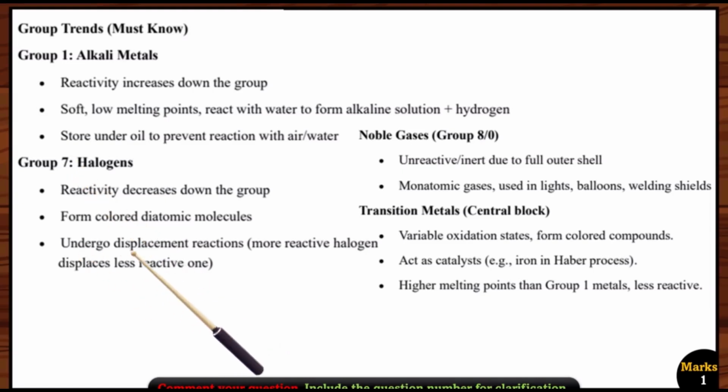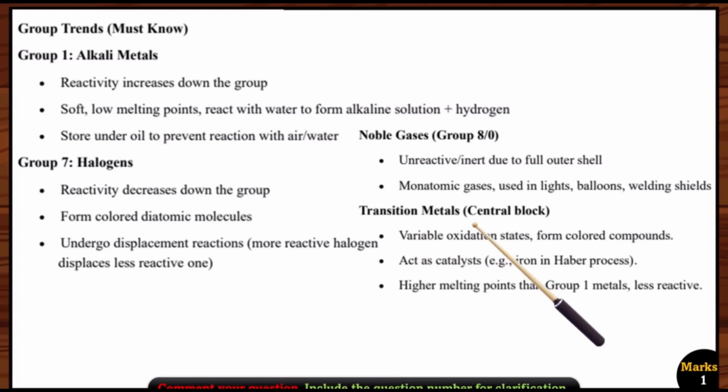Let's see about their displacement reactions. There are some halogens that are very reactive, as we know that reactivity decreases down the group. So fluorine, for example, is the most reactive one among all the halogens, so it can displace all the other halogens from their salts. This is what we call the displacement reaction, in which the more reactive element can displace the less reactive one.